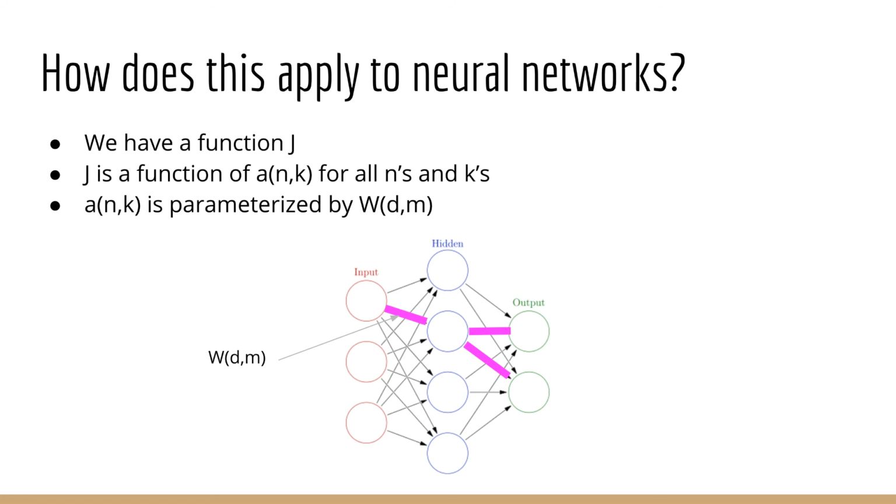Why is that? Well, it's helpful to draw a picture of a neural network. You can see that W_dm is the weight that carries one input node to one hidden node. But remember that this one hidden node influences all of the output nodes. In other words, all of the big K outputs.